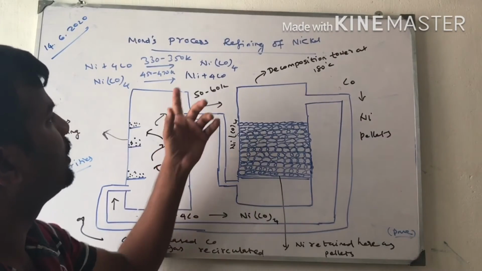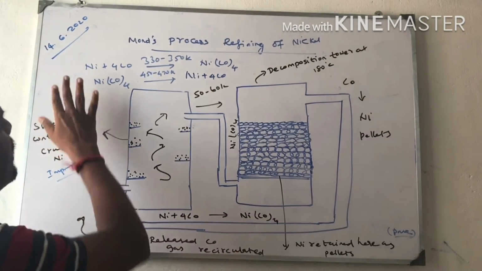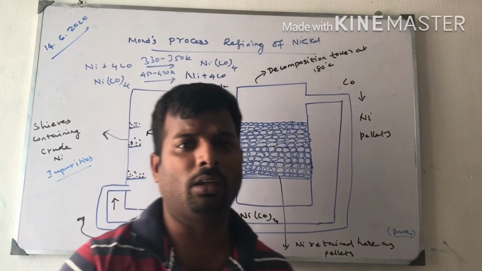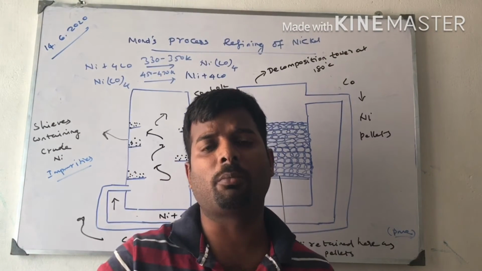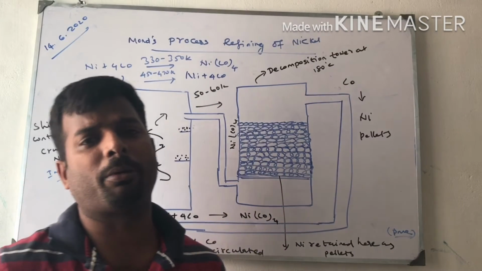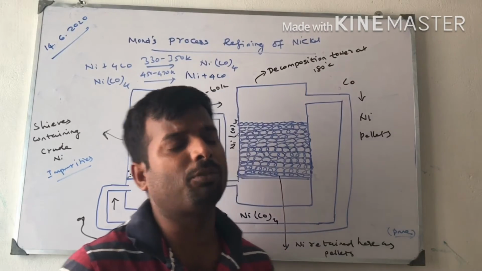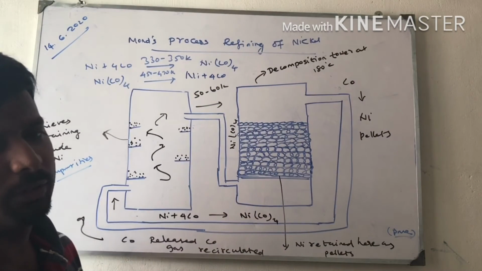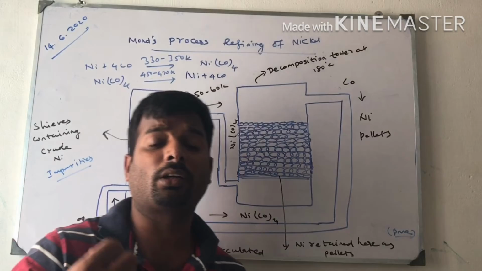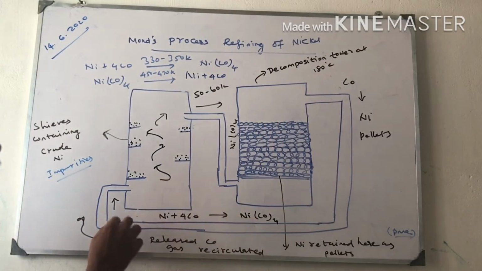Here, children, this is the Mond process of refining nickel. This is the equation. Nickel is heated in a stream of carbon monoxide. It will form nickel tetracarbonyl. It undergoes further heating to 450 to 470 Kelvin. Carbon monoxide gas is eliminated, and nickel is stored as nickel pellets. See the diagram, I will tell you.